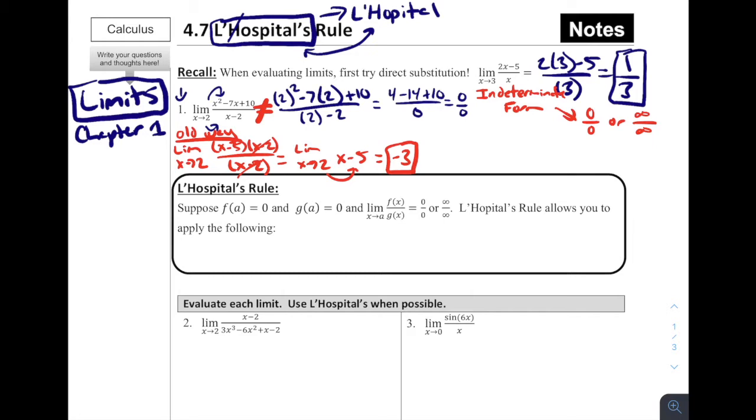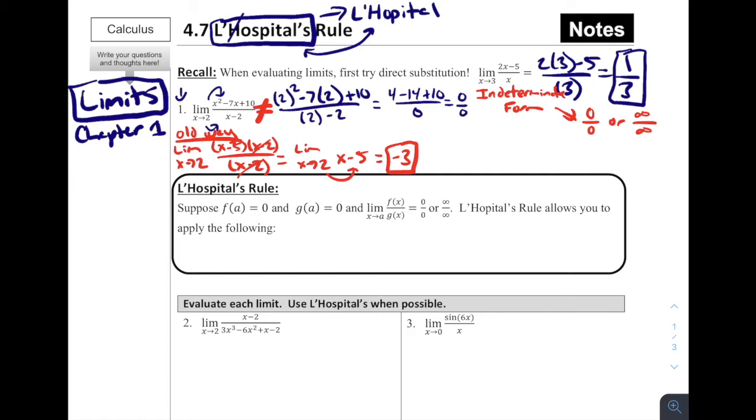And this is a fine way to do it. There's no problem with actually using factoring, but sometimes when we get these indeterminate form problems, it's not possible to factor, at least not easily. So we have this new rule, which is called L'Hopital's rule. And let me show you how that works.